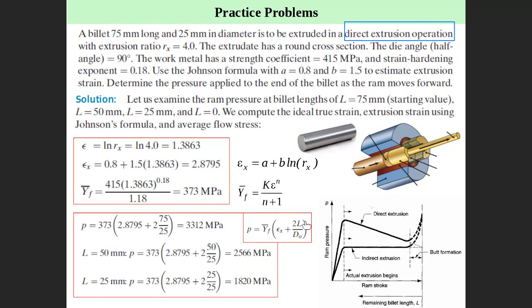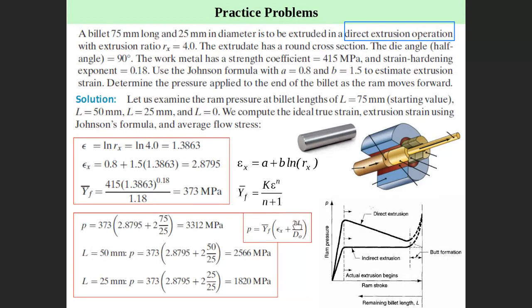Now the pressure equation. Actually, this is the pressure equation: p equals Y bar flow times epsilon x plus 2L divided by dO. Why do I say it like this? Because this one is related to direct extrusion. This is the pressure equation for direct extrusion. Why? Because the problem told me this case is direct extrusion. So this is the equation you need to obtain.